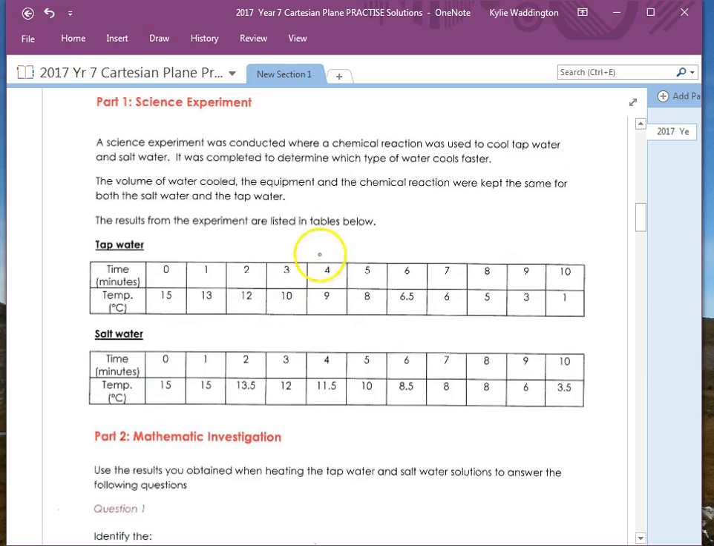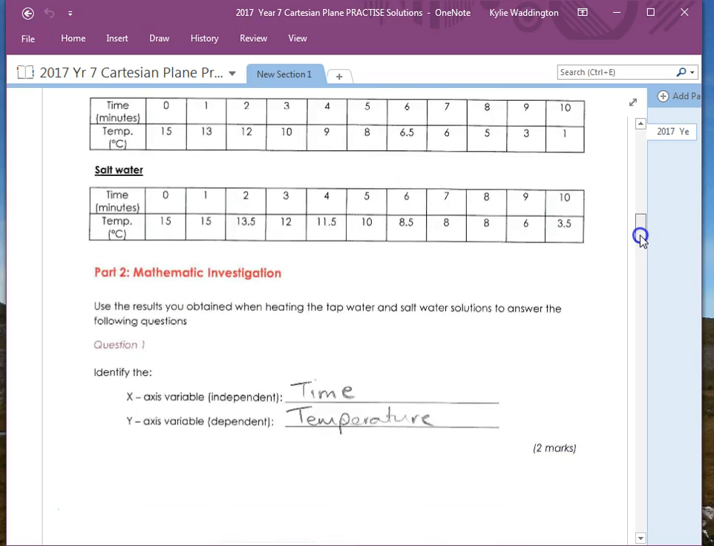But before we can write our coordinates, we need to determine which is going to be our x values and what are going to be our y values. So we need to determine what our independent and dependent variables are. Now, just a general rule of thumb, your independent variable is almost always going to be time. If time is present, it's going to be time.